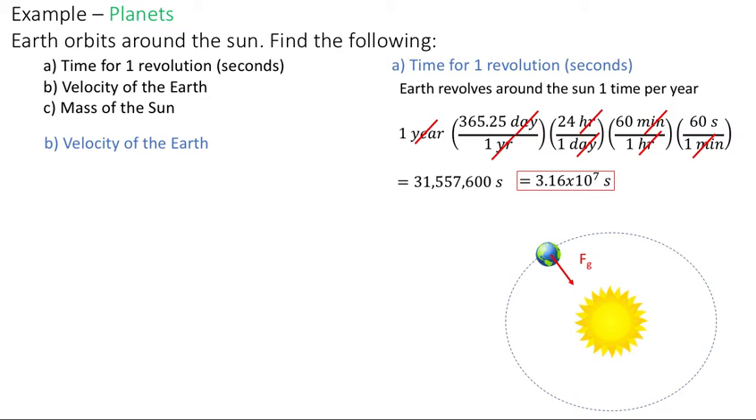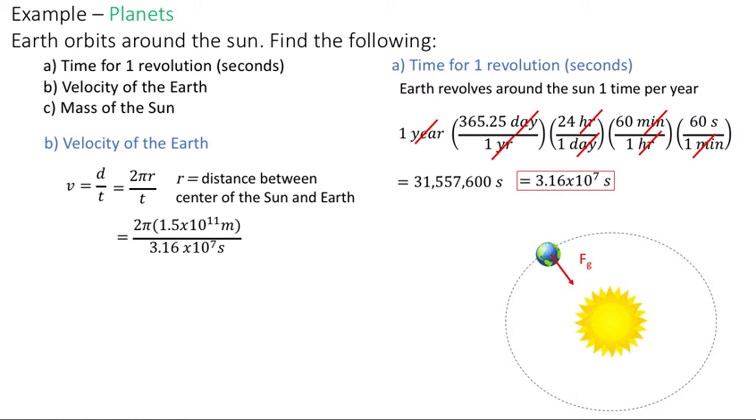If we're looking for the velocity of Earth, we know the velocity equation is distance over time. We know the distance that the Earth takes to rotate is 2 pi r, so one revolution is 2 pi r over time. And r is the distance between the center of the sun and the center of Earth. So the distance between the center of the sun and the center of the Earth is 1.5 times 10 to the 11 meters. And that's another quantity that's given in that table in your textbook. I think they call it the mean distance between the sun and the Earth. So 1.5 times 10 to the 11, plug in our time we calculated earlier, we get 29,825 meters per second.